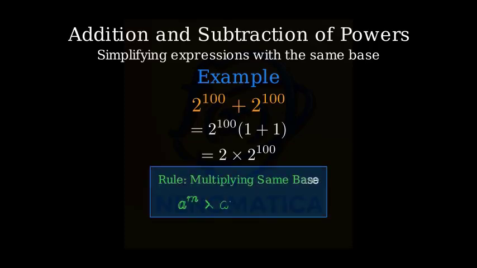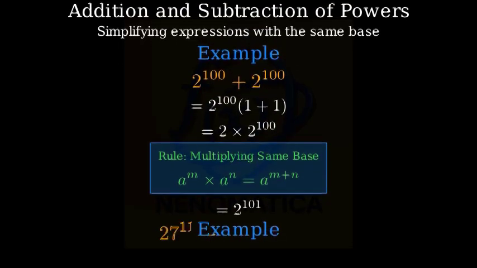Now, we can use the rule of multiplying powers with the same base. When we multiply the same base raised to different powers, we add the exponents. So, 2 times 2 to the power of 100 is equal to 2 to the power of 1 plus 100, which gives us 2 to the power of 101. Let's move on to our second example.